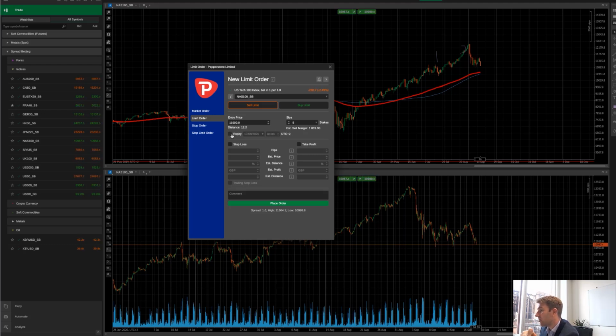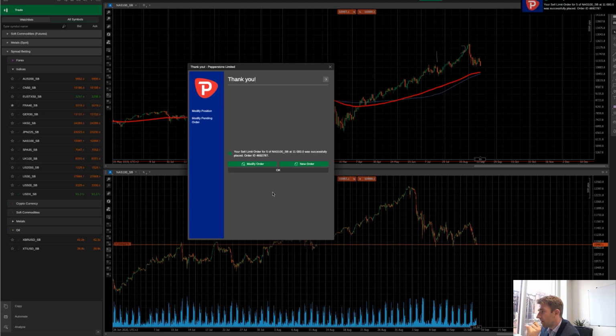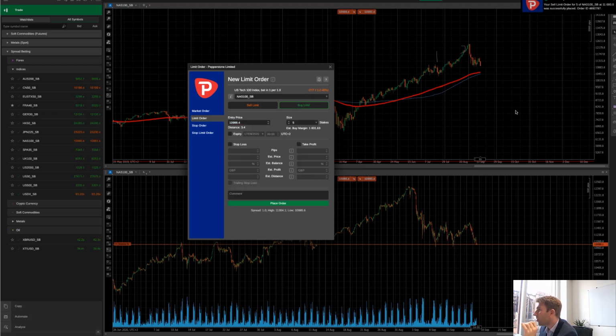An expiry basically means how long we want to leave this order as pending. So if we enter this order at 11,000, we're basically saying we are price sensitive here. We're not too time sensitive. We're going to place the order in, and it's gone in. That now has a limit order in for us at 11,000.